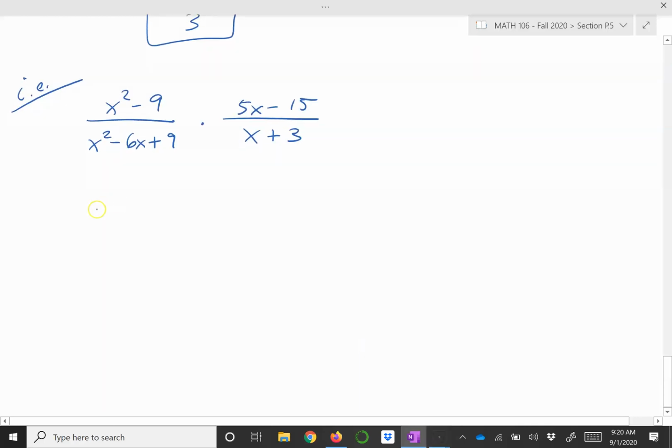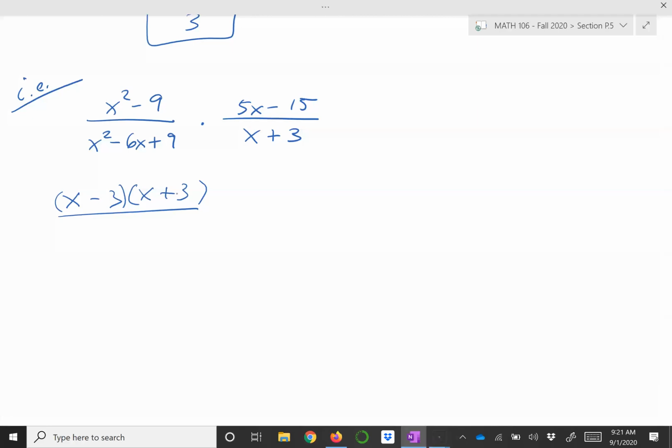Let's factor away. So what are you seeing in the numerator of the first rational expression? Looks like a difference of squares. That would be correct, right? Hopefully by now we're just seeing those really quickly, because it'll make your job easier when doing these.